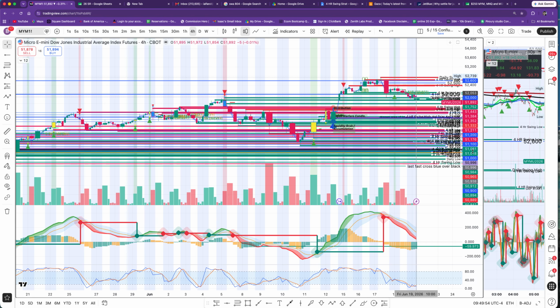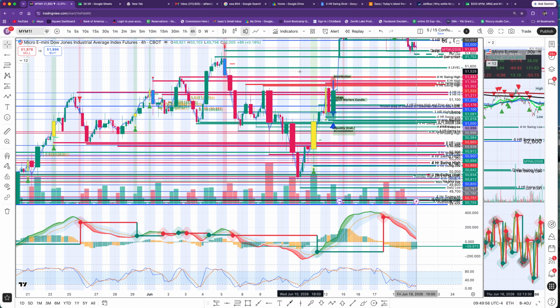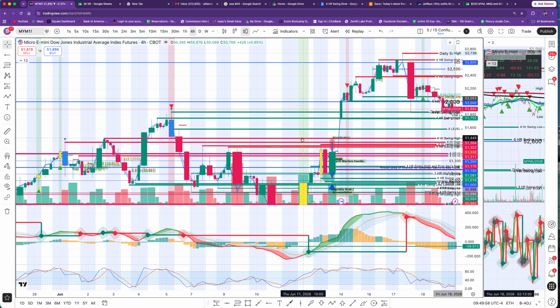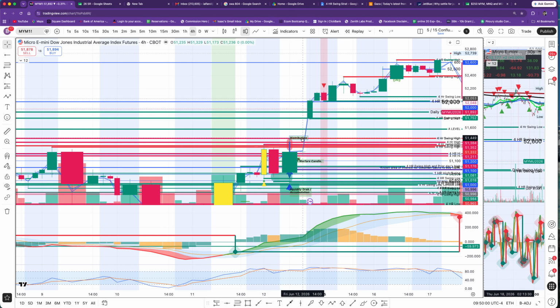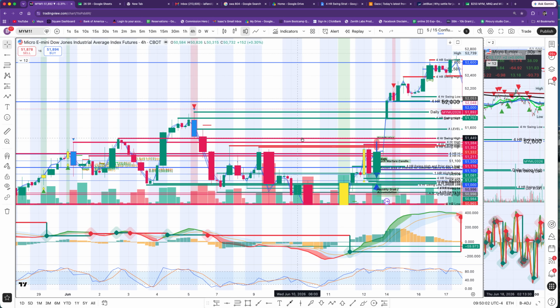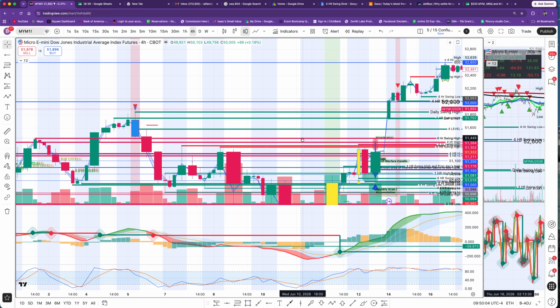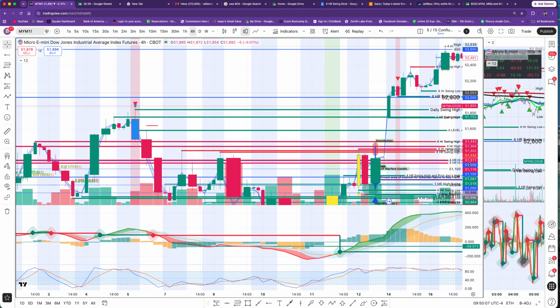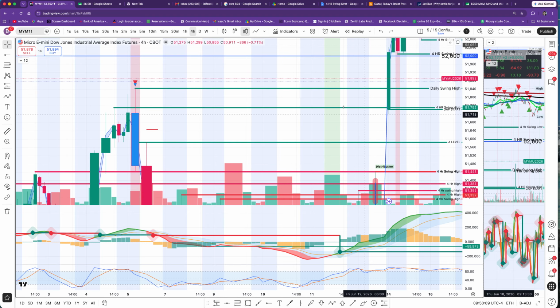So we, for the most part, are looking to buy support and sell resistance. So as price comes down to a 4-hour level, we want to take the bounce off that level and ride it up to the next 4-hour level. That's basically the strategy. All right, so how do we find these 4-hour levels?